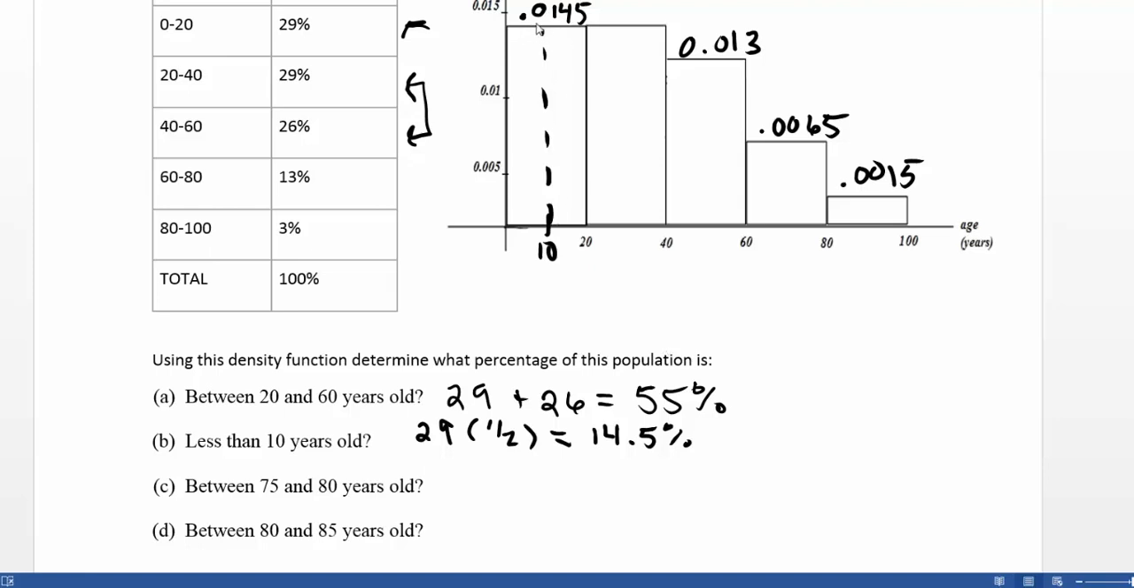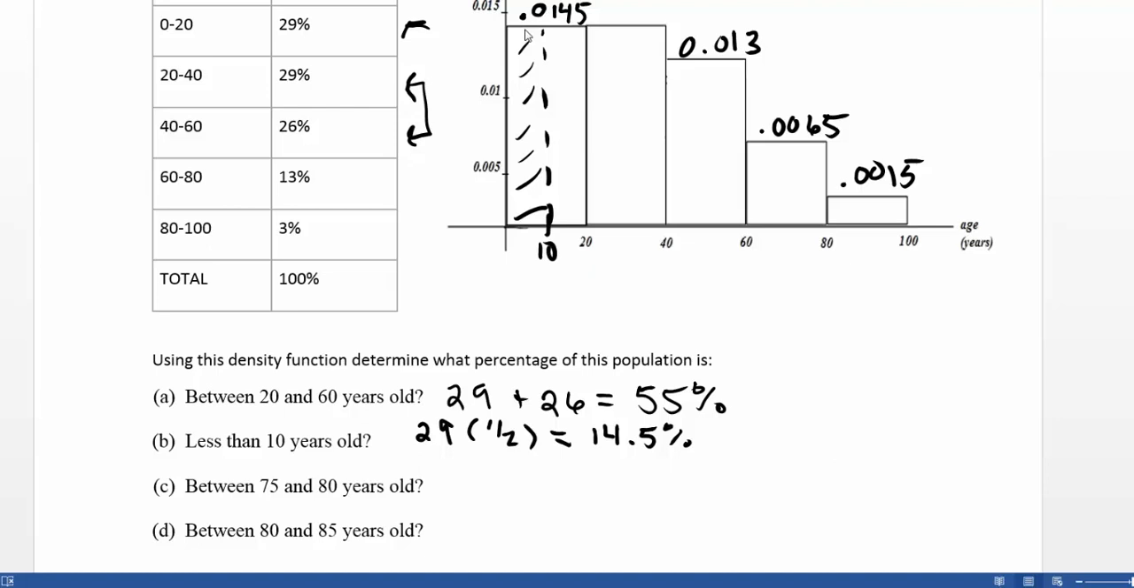graphically. Because we know the height is 0.0145, then from 0 to 10, which is less than 10, is the area of that box, which is going to be 10 years times 0.0145 in height, which is going to give us 0.145, which as a percentage is again 14.5%. Because the area of these rectangles tells us the total population that we're working with. Let's see if we can apply this type of idea to parts C and D.